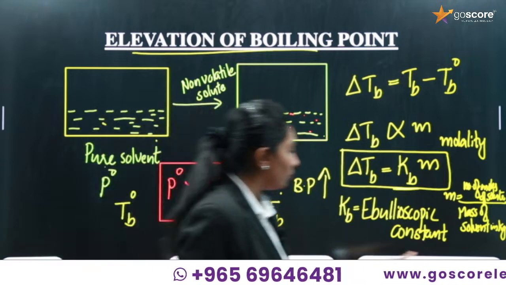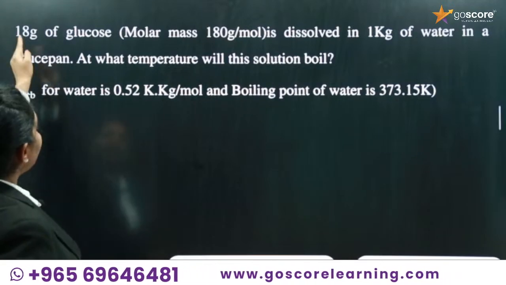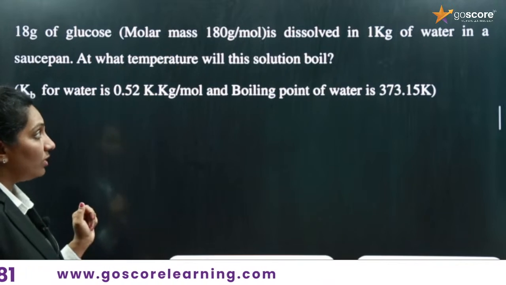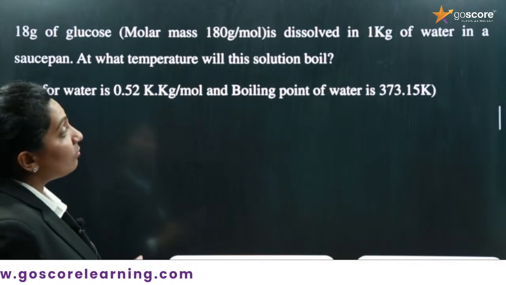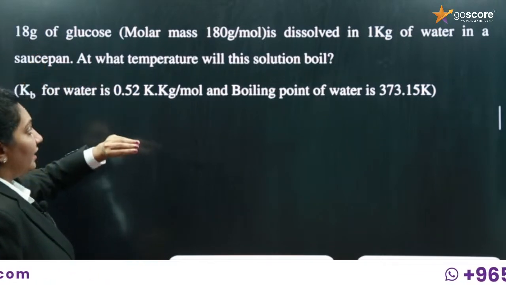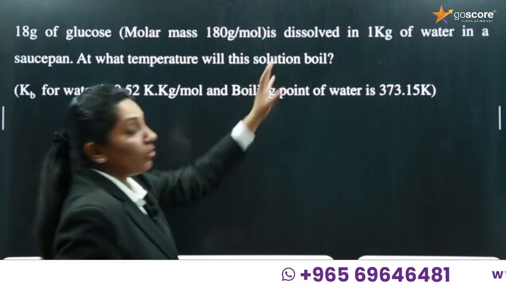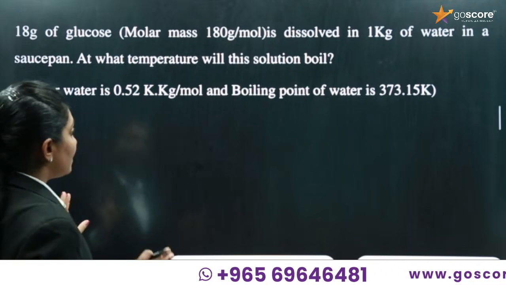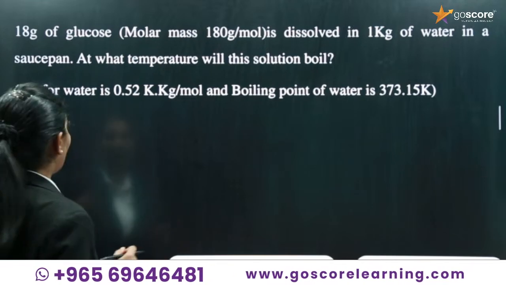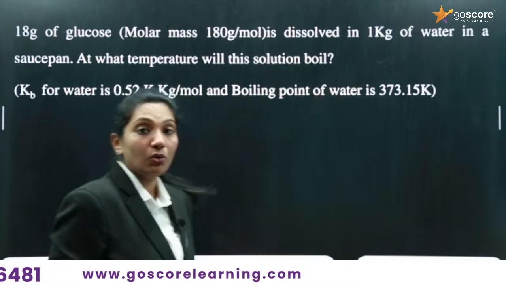We can do one numerical based on it. Here we are adding 18 gram of glucose with molar mass 180 gram per mole, dissolved in 1 kilogram of water in a saucepan. You want to find out at what temperature this solution will boil. It is simple, just substitute the values in the equation. If you know the equation, you can easily score marks for this question, because the Kb value for water is given and the boiling point of pure water is given.